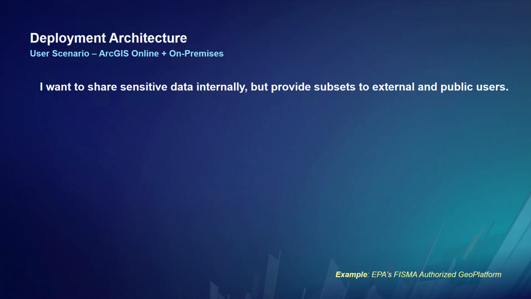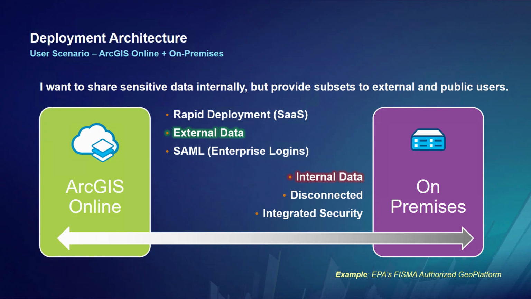As far as if you have some more sensitive internal data, but also want to segment out and use the cloud for less sensitive data, that is another common hybrid deployment option. SAML Enterprise logins are used for the ease of use in ArcGIS Online, and then you can have Windows integrated security for that internal operations. EPA's FISMA authorized Geo platform is an example of such a solution.